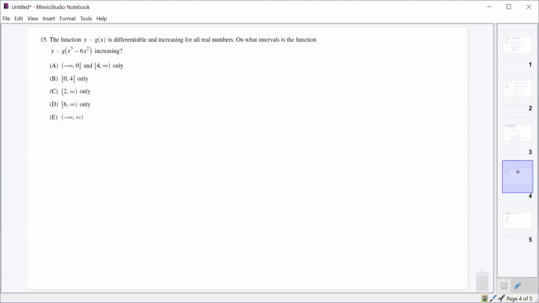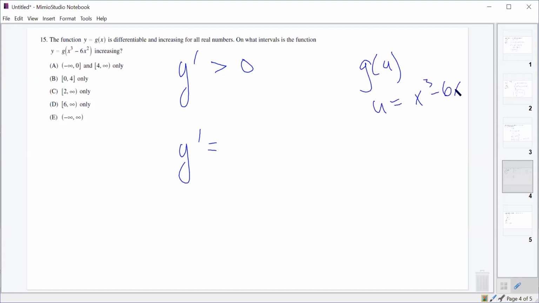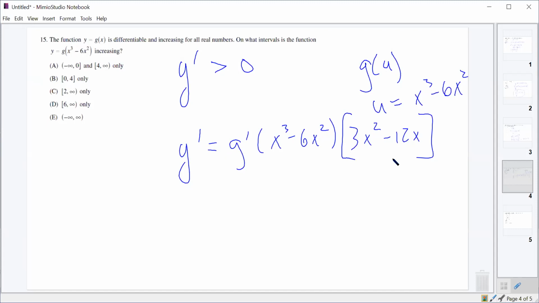No questions on 14. All right, let's look at 15. We want to know, when is g of x cubed minus 6x squared increasing? Well, when its derivative is positive, right? So we will find the derivative y prime, and that's g of u, with u equals x cubed minus 6x squared. So that's a chain rule problem. So it should be g prime of u times the derivative of u, which is 3x squared minus 12x. And we want to know, when is this positive? Well, when is g prime of this positive?